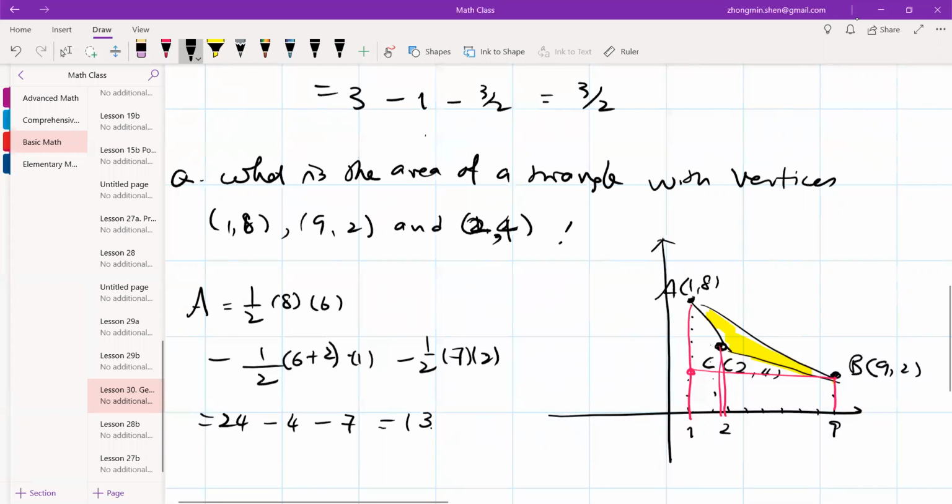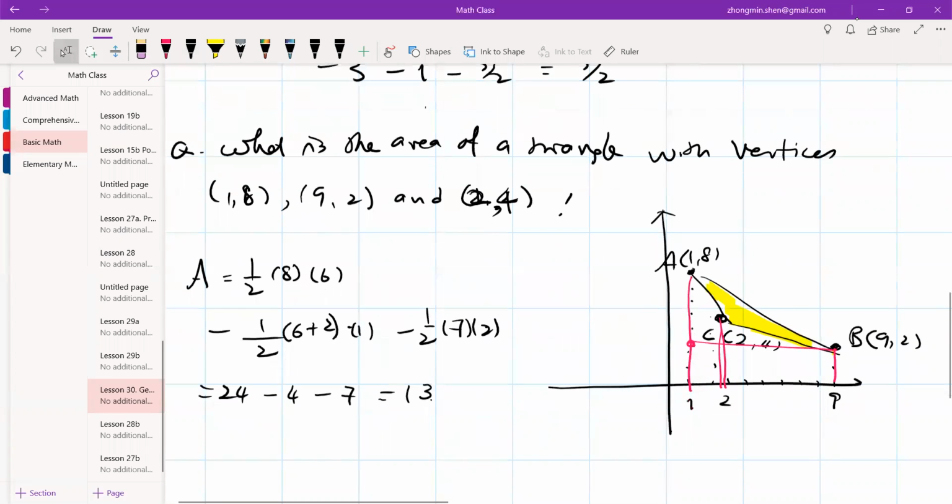Why is it 16? I don't know why. Oh, it's 16. Wait, no, it's 13. Wait, what? Let's double check it. The trapezoid from 1 to 9 is a triangle.